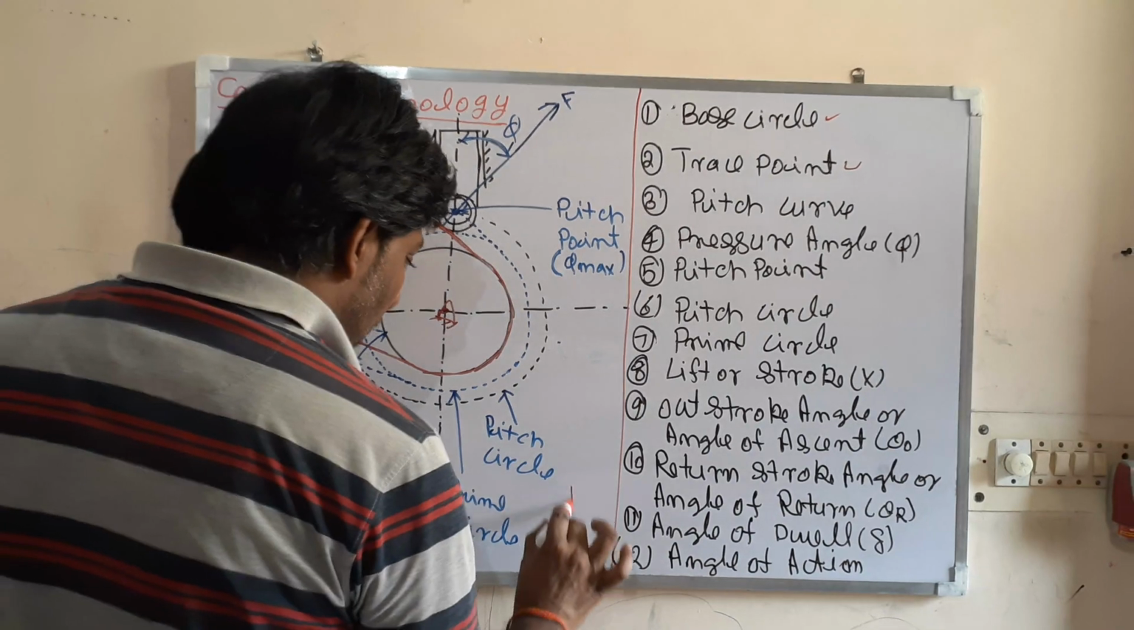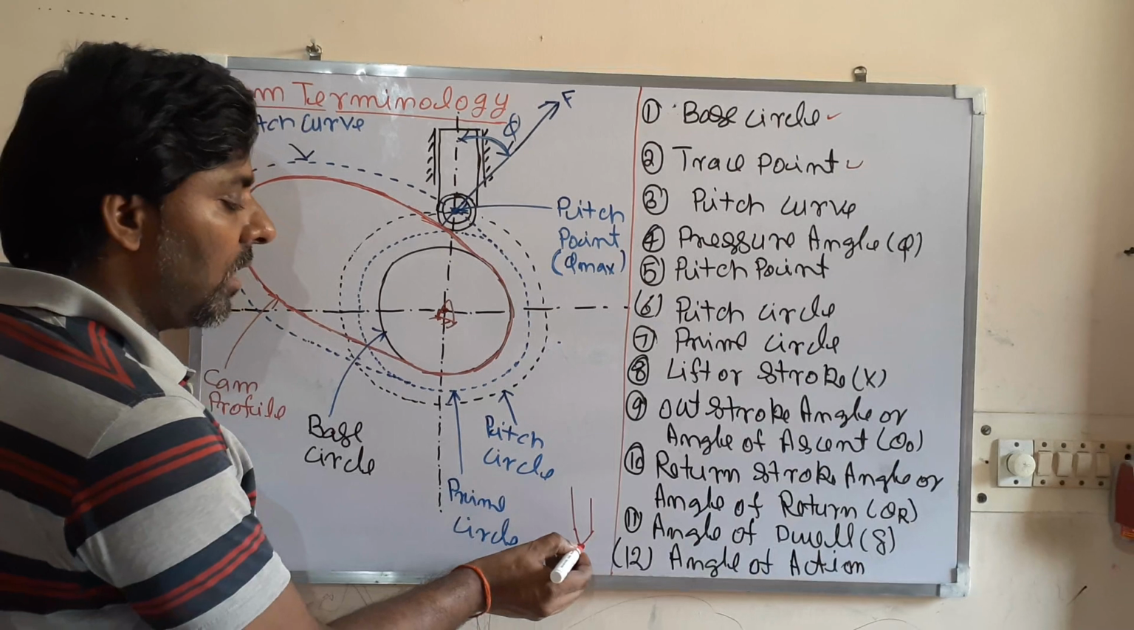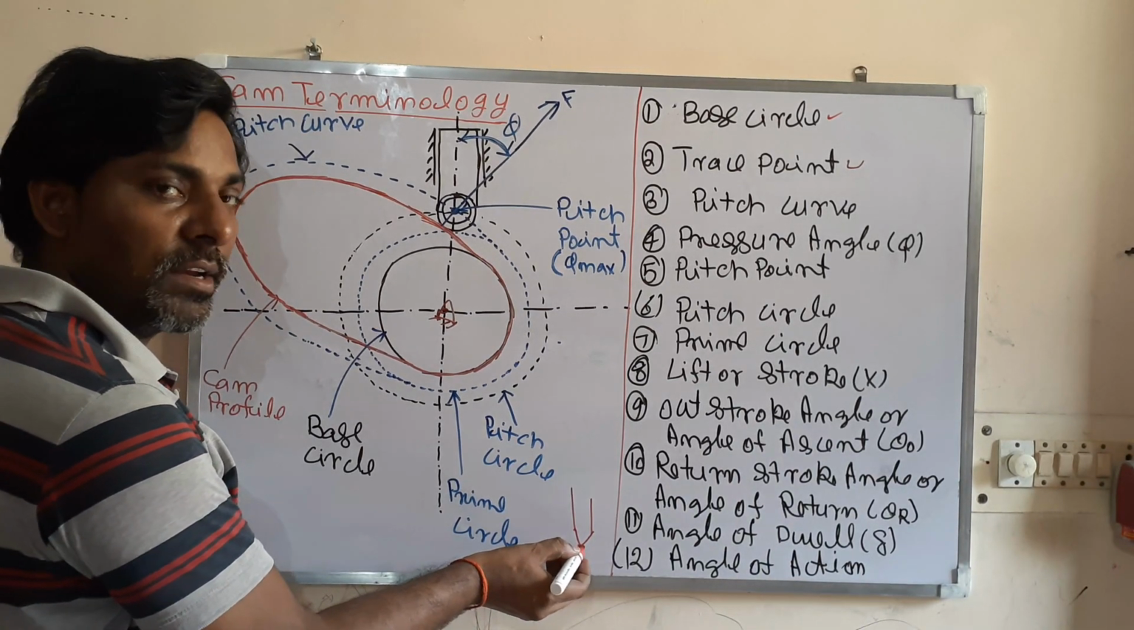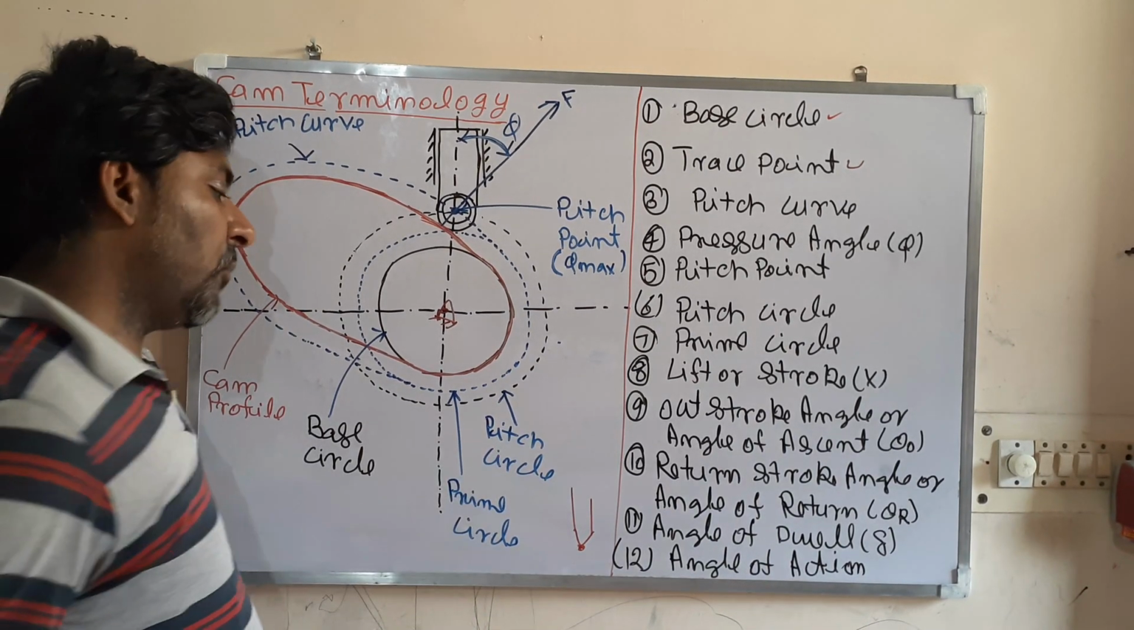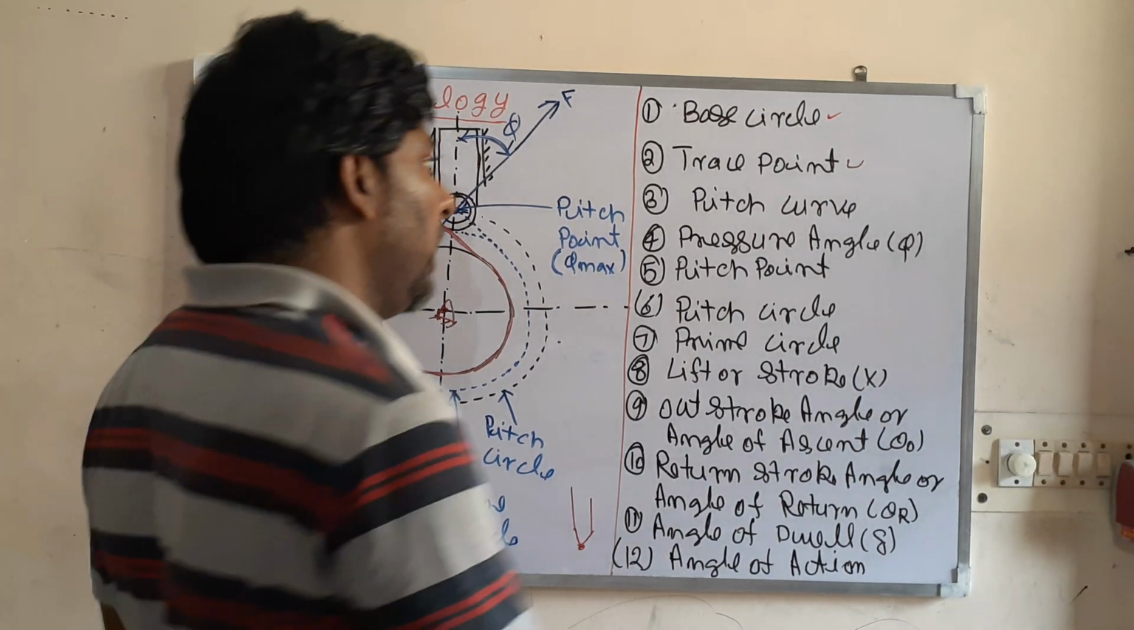But for the knife edge follower or flat face follower, this knife edge or point of contact is the reference point which is used to draw the cam profile. Okay, that is the trace point.